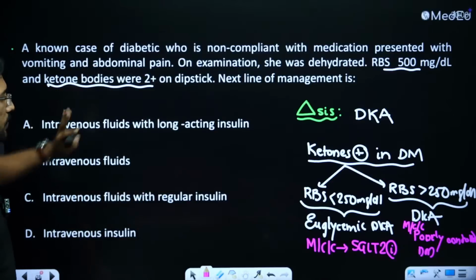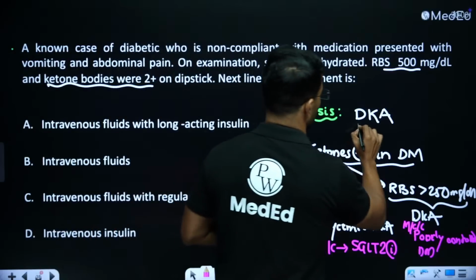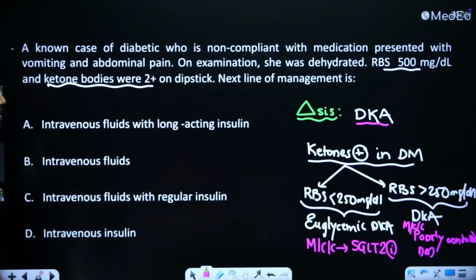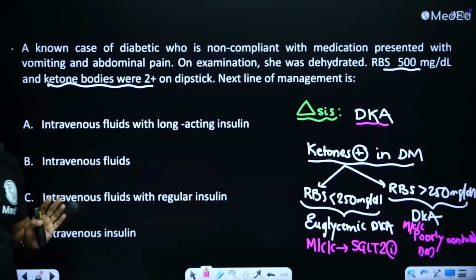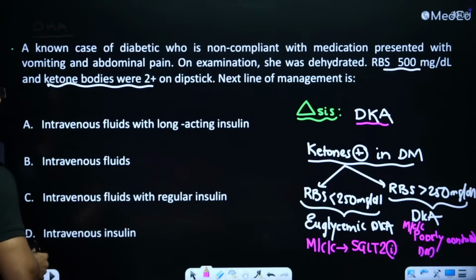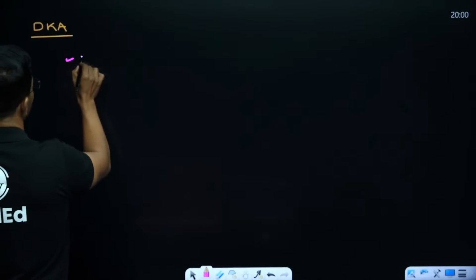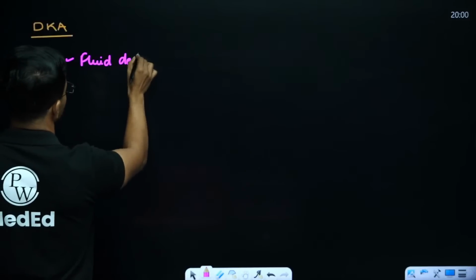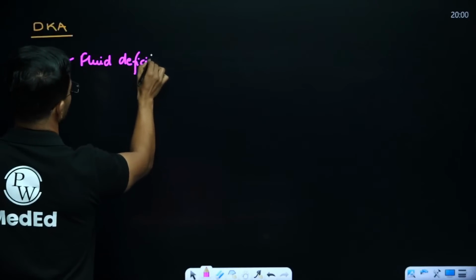So here, of course, we are dealing with diabetic ketoacidosis as the diagnosis. Now we have to choose what is the management: IV fluids with long-acting insulin, IV fluids alone, IV fluids with regular insulin, or IV insulin alone. So please remember, when we have DKA, patients with DKA have fluid deficit. Why do they have fluid deficit?